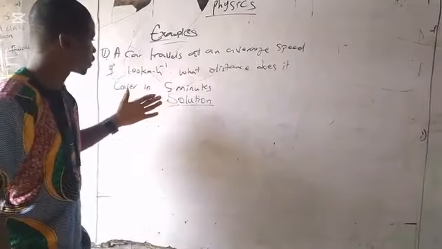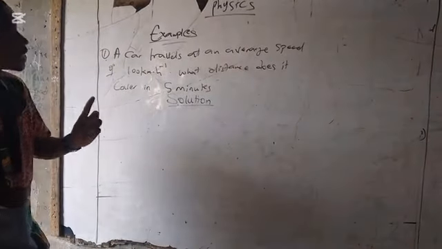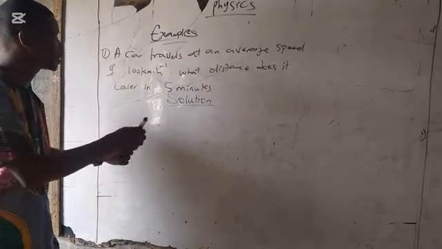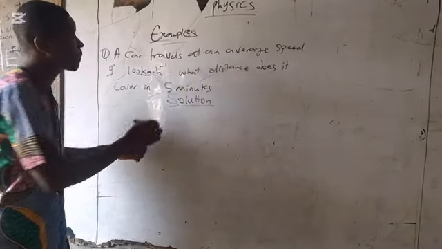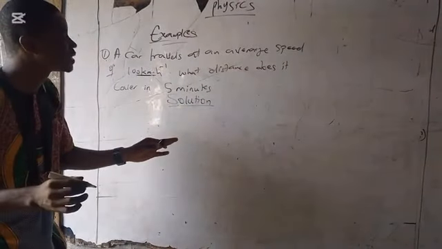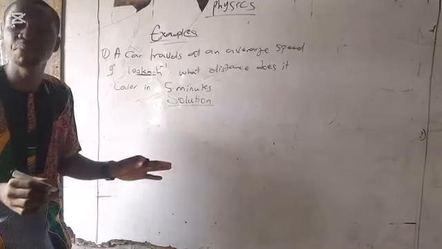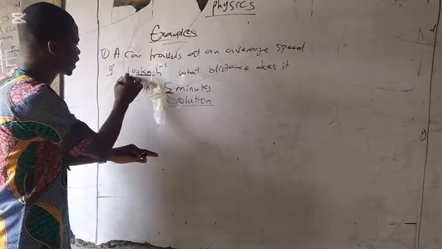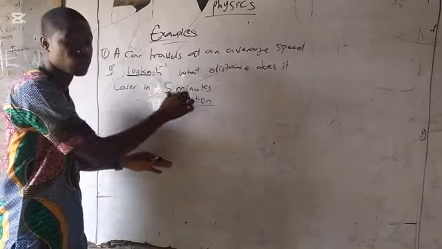Okay, now pay attention to this question. It said a car travels at an average speed of 100 km per hour. Please always take note of these units. 100 km per hour. It said what distance does it cover in 5 minutes? So you see the parameters given to us: they gave us time, and they gave us kilometer per hour, the speed.